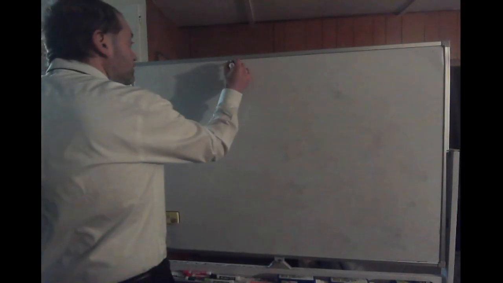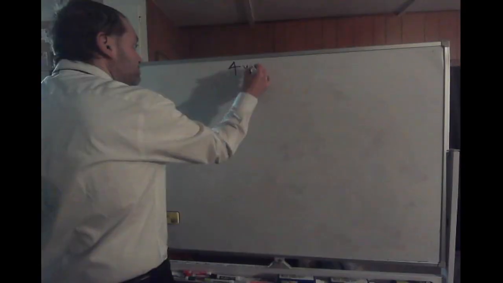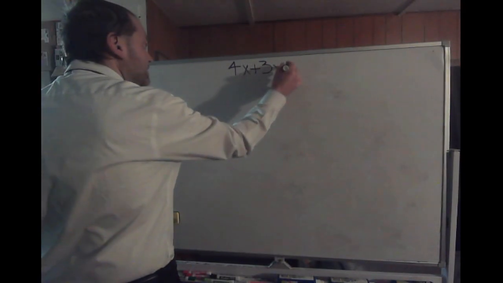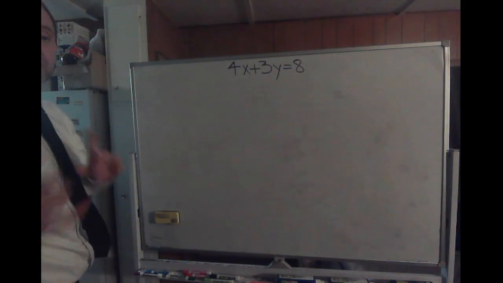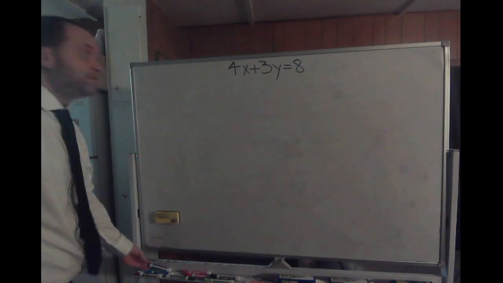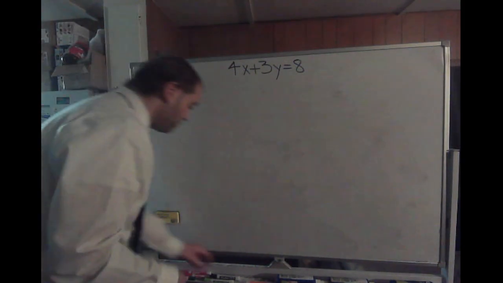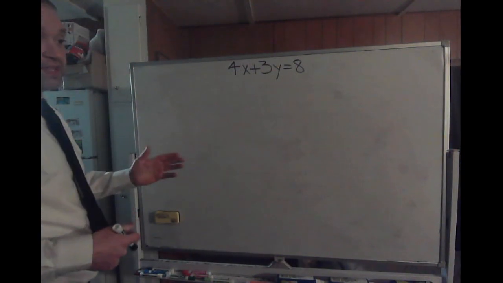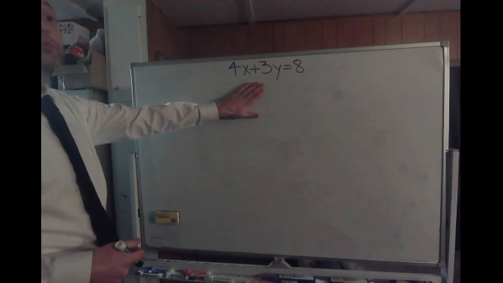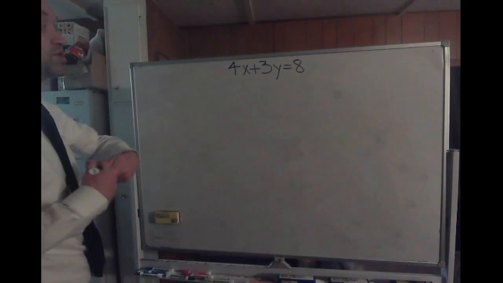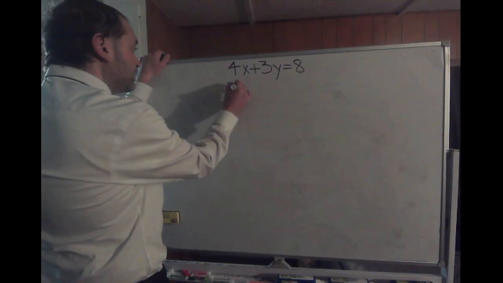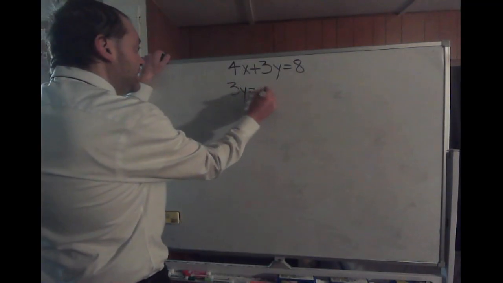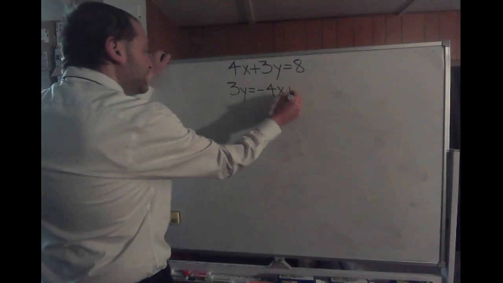We have here, let's see, 4x plus 3y is equal to 8. So we have 4x plus 3y equals 8. We want to find the slope and y-intercept. Obviously then we need to convert from general form to slope-intercept form. So get the y term by itself on one side to start. That would look like 3y equals negative 4x plus 8.